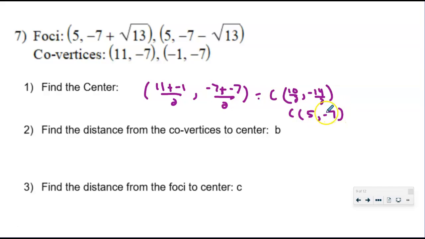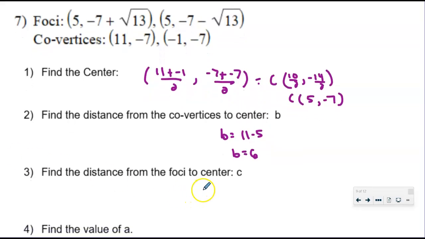Okay. So the next thing that we want to do is find out how far away B is, because B is the distance from the co-vertices to the center. So we will do 11 minus 5, or we could have done negative 1 minus 5, and we would have still found out that B was 6 units. Okay. And now we want to do the same thing with C. So in this case, for C, we're going to do negative 7 plus the square root of 13 minus negative 7. So if I do that, I think I get C to be the square root of 13.